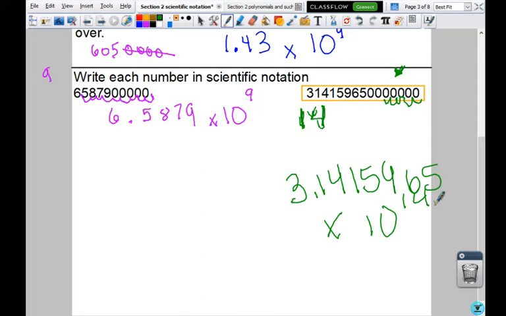Alright, so we went from regular numbers to scientific notation. We're going to work backwards this time.